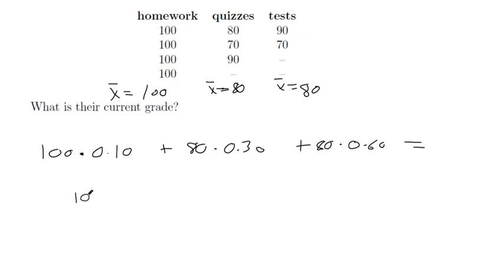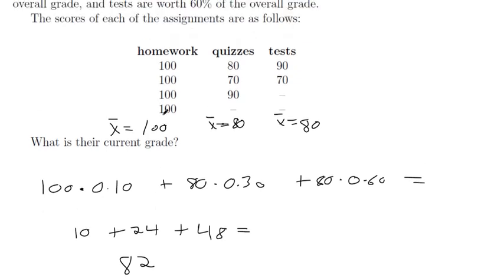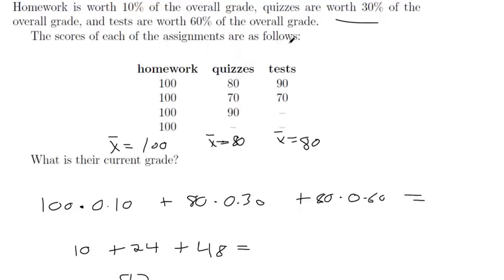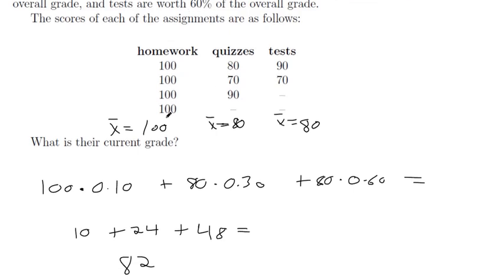Okay, so we got 10 points coming from here. That's 24 from over here. That's 48 from over here. So their class average, 60, 72, it's an 82 average. Okay, great. You got hundreds on everything, but the homework is weighted much less than everything else. So this student's average is an 82.